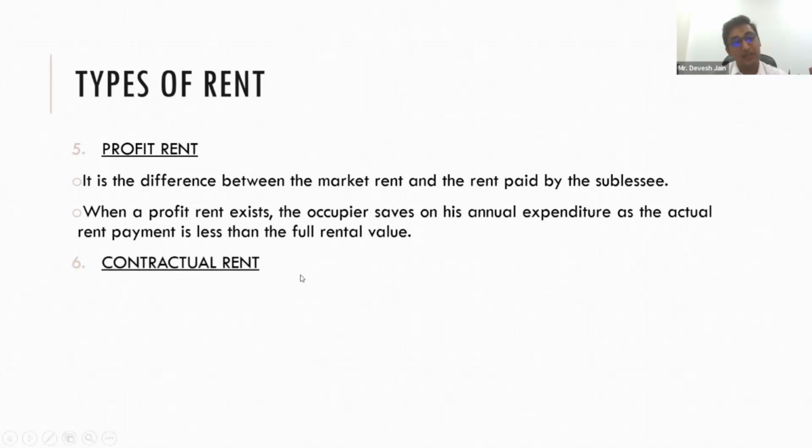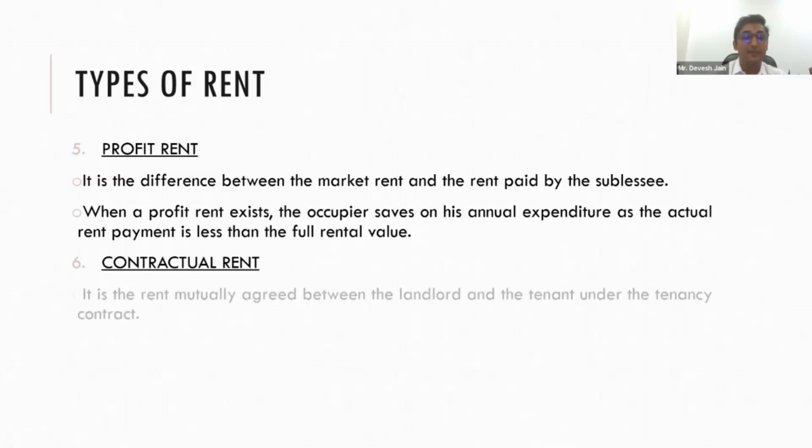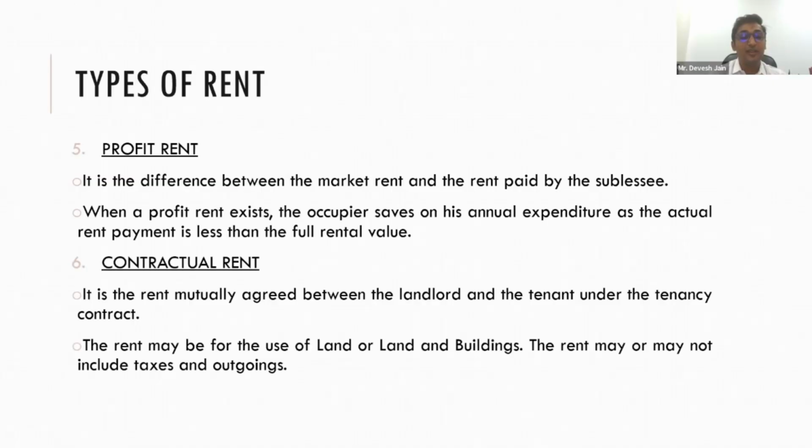Okay. Contractual rent. So contractual rent is the rent which is mutually agreed between the landlord and the tenant under a tenancy contract, right? The rent may be for the use of land or land along with the building. The rent may or may not include taxes and outgoings. So that depends totally on the person giving the property on lease and the person taking the property on lease. So this contract includes agreed terms and conditions as to what can be done on the property, what cannot be done on the property, what is the tenure of the lease or the rent and such things, legal terms.